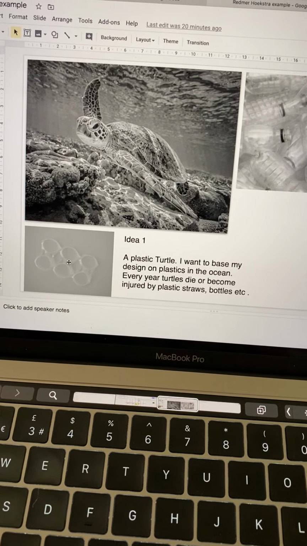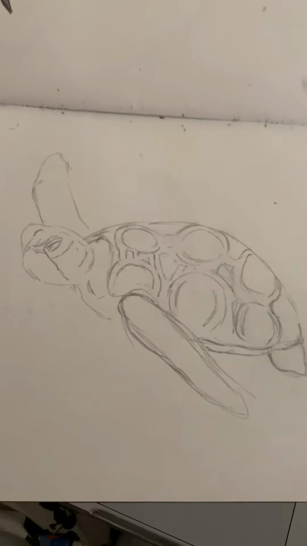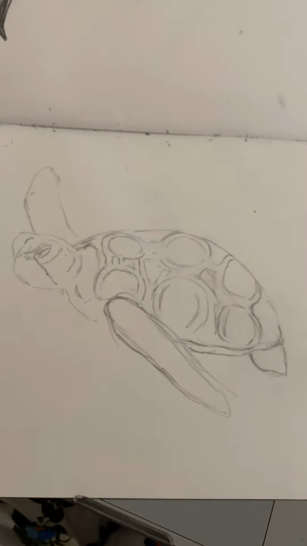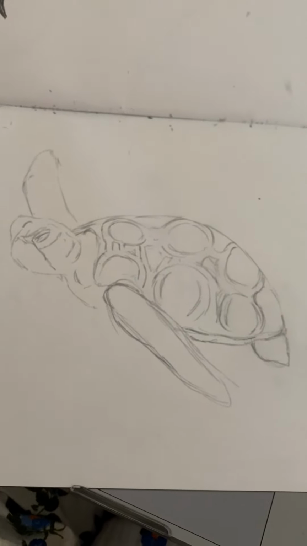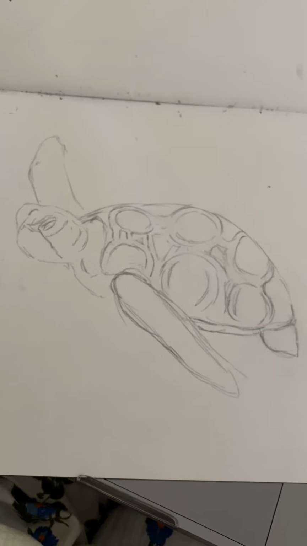Okay, and then my idea was that I was going to use the shape of the turtle. So if I get my design now, I was going to use the shape of the turtle. So I've just drawn that out in pencil, and then I've used the idea of the can packaging to make up the pattern in its shell. I was then going to fill the pattern with bottles to combine them.